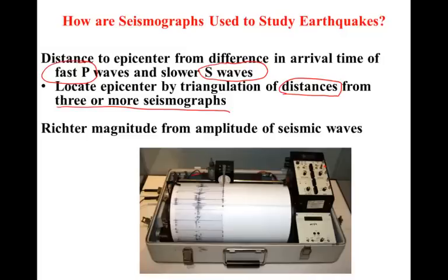From seismographs, we also determine the Richter magnitude of the earthquake. Richter magnitude is based on the amplitude of seismic waves at a given distance from the epicenter. We already know the distance of each station to the epicenter based on the difference in arrival times of the P and S waves. We'll then measure the amplitude of seismic waves on that seismograph to determine the Richter magnitude. And the Richter scale accounts for decreasing amplitude with increasing distance of that station from the earthquake's epicenter.